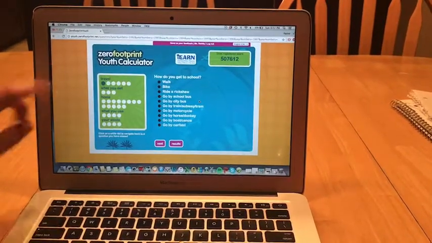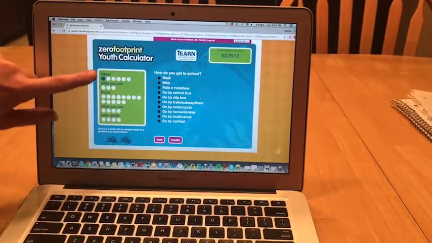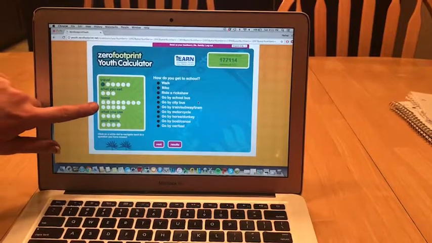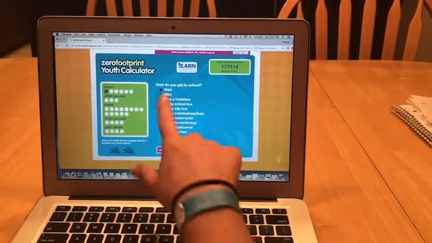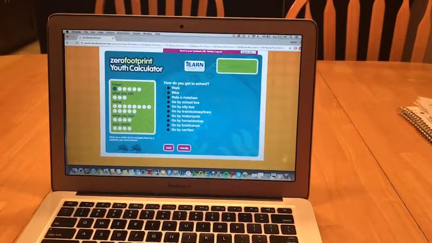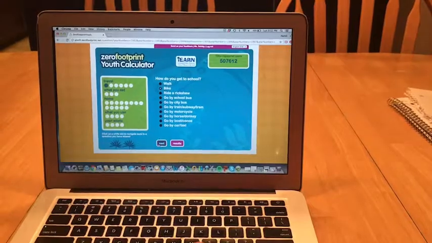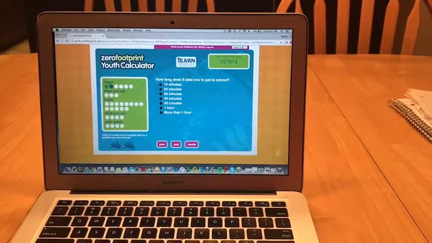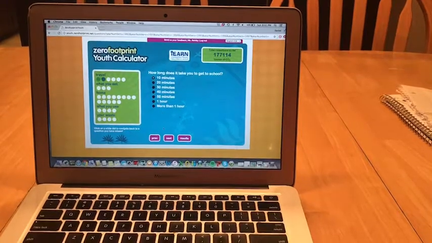So it's loading. So these are the sections that it asks you. It asks you about your travel, what you eat, how you use your home, what you use, and your waste. So the first question is, how do you get to school? I bike to school, so I'm going to click bike. And then I'm going to go to next. How long does it take you to get to school? I'm going to say 10 minutes.